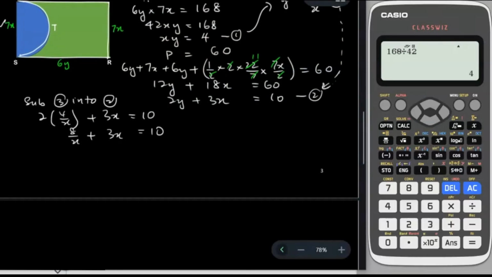Then we continue. In order to get rid of the denominator x, all the terms are multiplied by x. So 8 over x times x is equal to 8, then plus 3x times x is 3x squared.